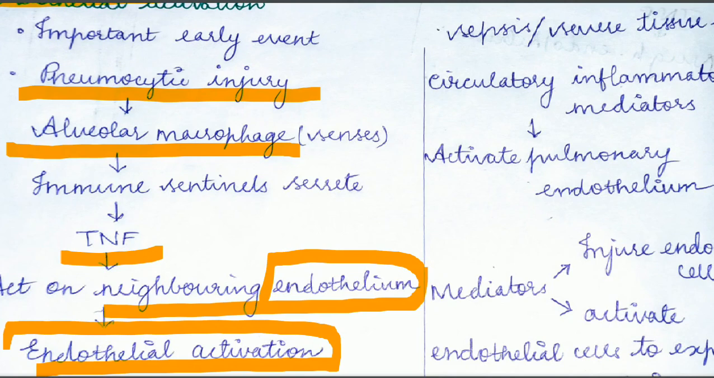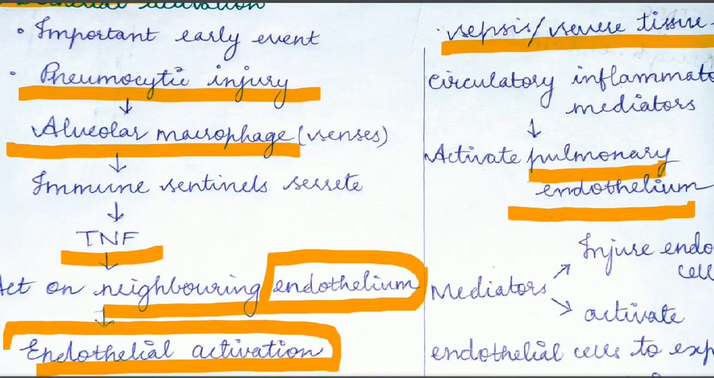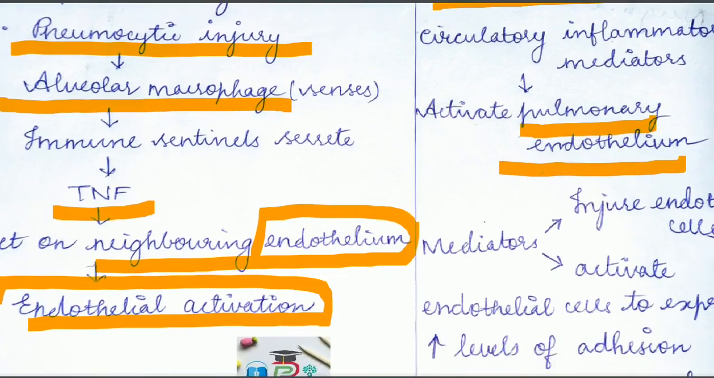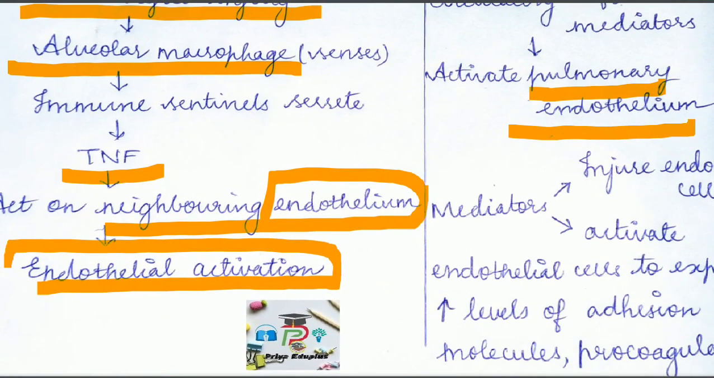In case of sepsis or severe tissue injuries, that is indirect lung injuries, there will already be circulating inflammatory mediators. These circulating inflammatory mediators will directly activate the pulmonary endothelium. Here there will be no pneumocyte injury in case of sepsis. Now, how do the mediators activate it?